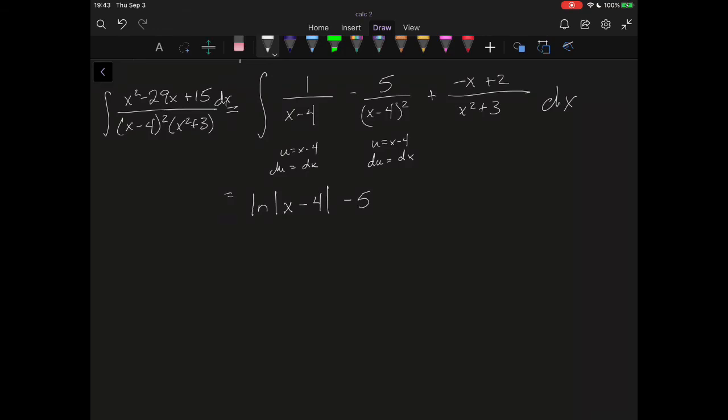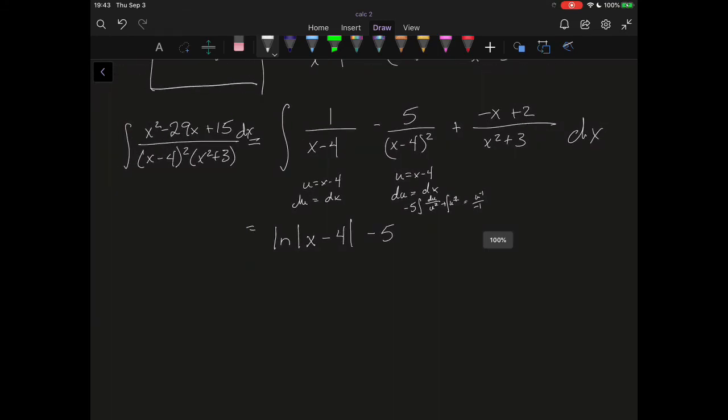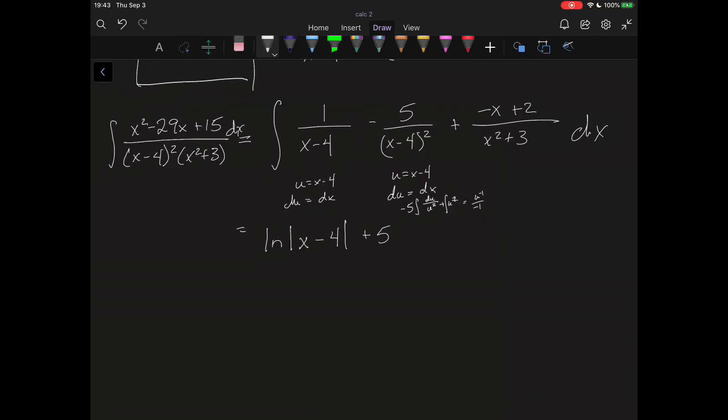So we're going to have minus 5 on the outside of our integral, and it's going to be negative 5, zoom in here, integral of du over u squared. So remember, this is u to the negative 1, right? Or u to the negative 2. And when we integrate that, that's going to be u to the negative 1 over negative 1. So this changes this to plus 5 over x minus 4.